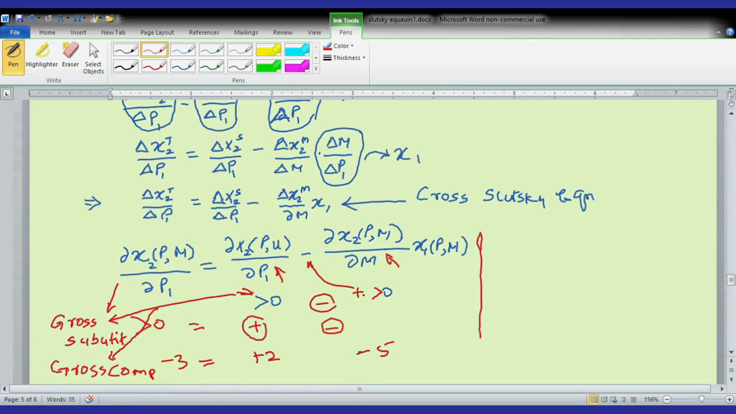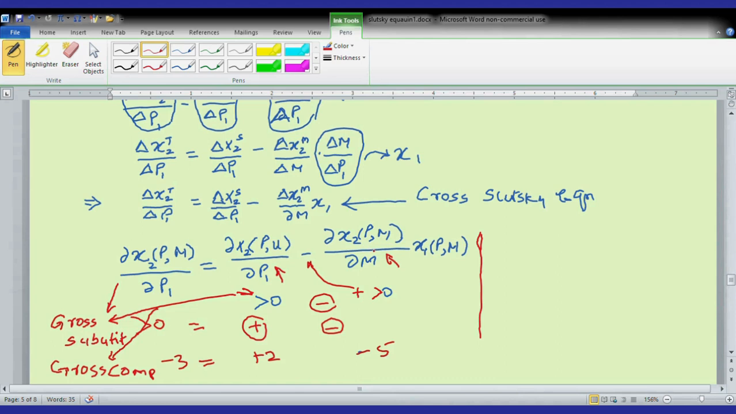If this term is negative, that is, if the good in question is an inferior good, then this negative sign will combine with this negative sign, and so it will become positive, and this positive and this positive will ensure that the left hand side is positive. And so if good 2 is an inferior good, then while it is a net substitute, it is also necessarily a gross substitute. That is something that is true when the good is an inferior good.